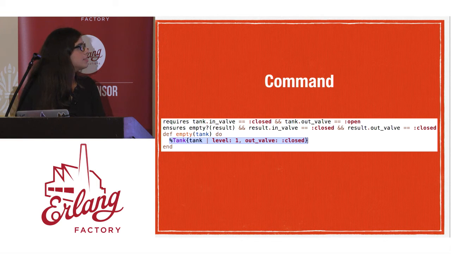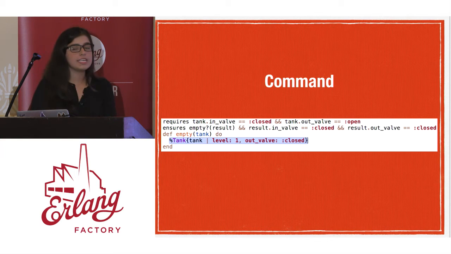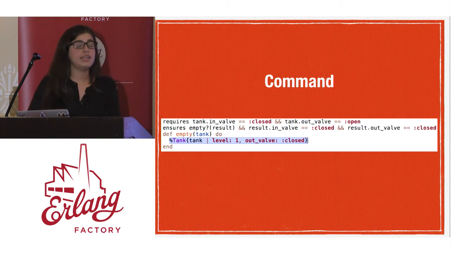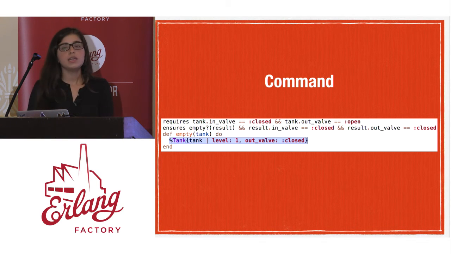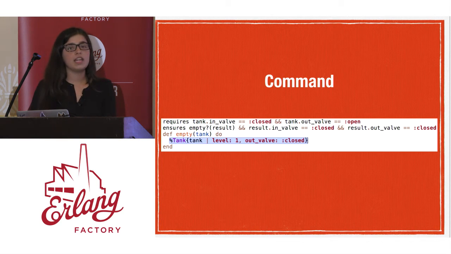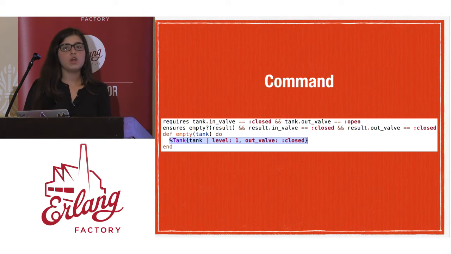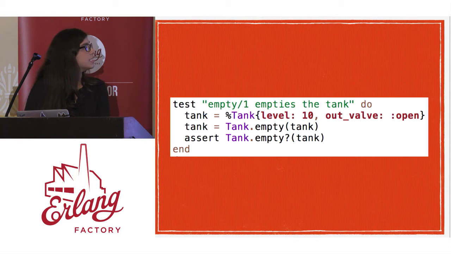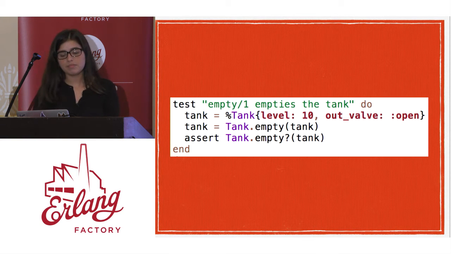So here's the command that is inside the definition of the empty function. It says that for the tank to be empty, it should be level one. But we all know that for it to be empty, it has to be level zero. So this is a failing command, and the test is going to fail here. This is the test for the empty function, because we need to assert that the tank is empty.